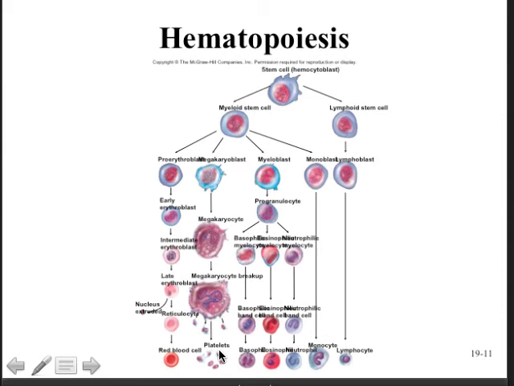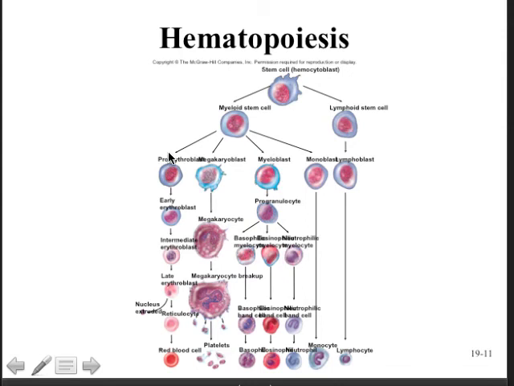The reason that this cell is called a megakaryocyte is, number one, it's big. That's where the mega comes from. Karyo, K-A-R-Y-O, indicates nucleus, and cyte indicates cell. So this is a cell with a big nucleus. And it's unusual in the sense that it's one of the few cells in the body that undergoes mitosis without cytokinesis, and this accounts for the large nucleus.